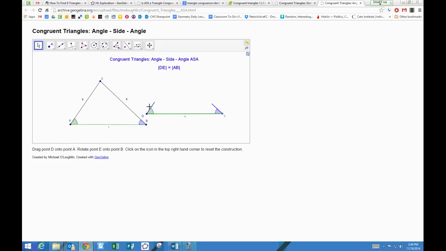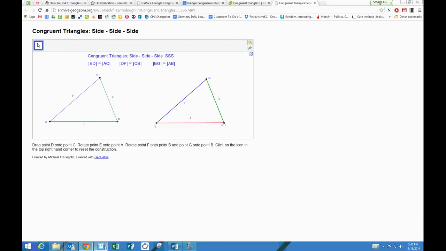It's not letting me. There we go. Okay, all I would do is stretch out these sides here. And there's only one triangle that can be formed, and that's the congruent to this triangle. So we know that if we prove an angle, a side, and an angle are congruent to another triangle, then the triangles are congruent to each other.